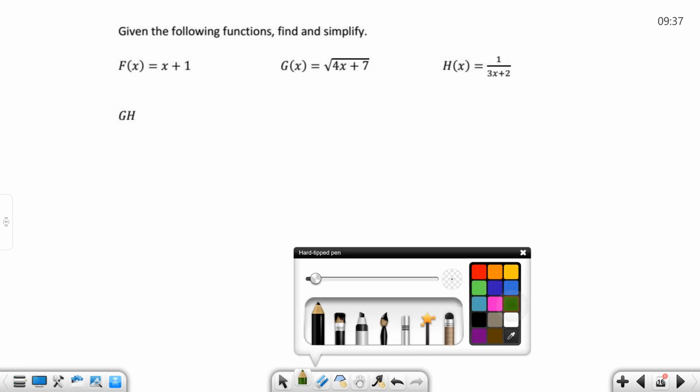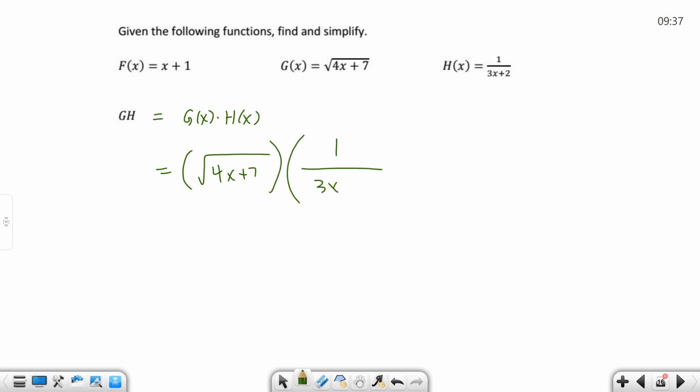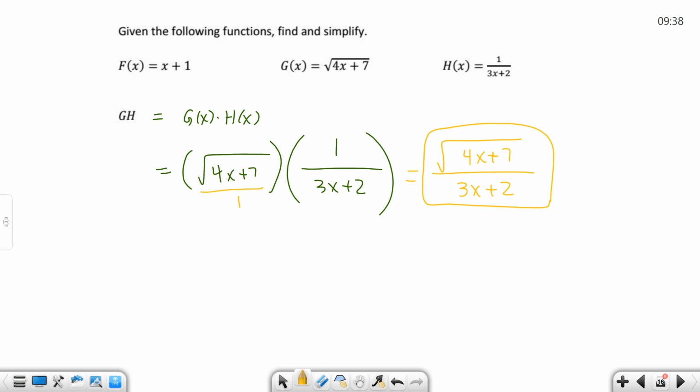GH, G times H. So this means G of x times H of x. So that's going to be, I'm going to put it in parentheses, plugging it in, 4x plus 7 in a radical, times H of x is 1 over 3x plus 2. So if you recall, this is really over 1. So if you multiply straight across, you get the square root of 4x plus 7 times 1, right? Over the denominator is 3x plus 2. So there's your final answer there, right?